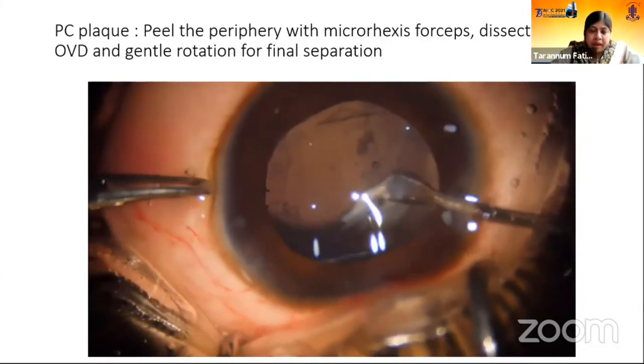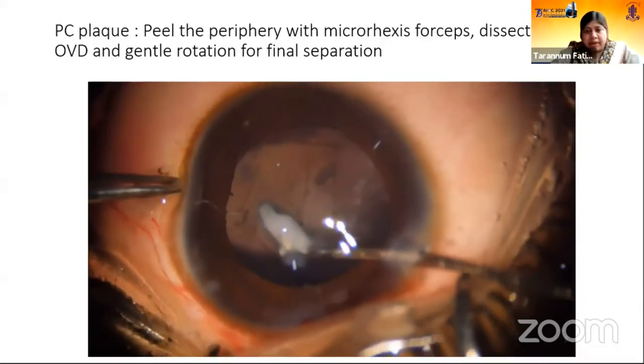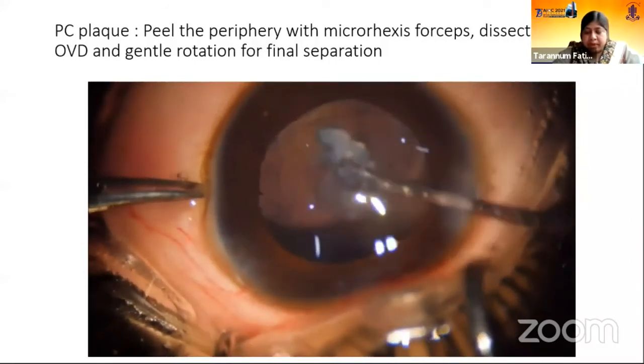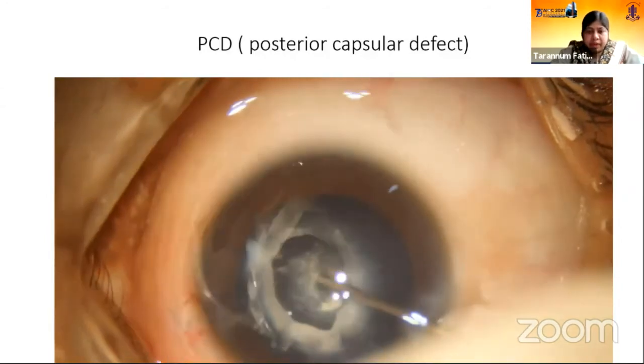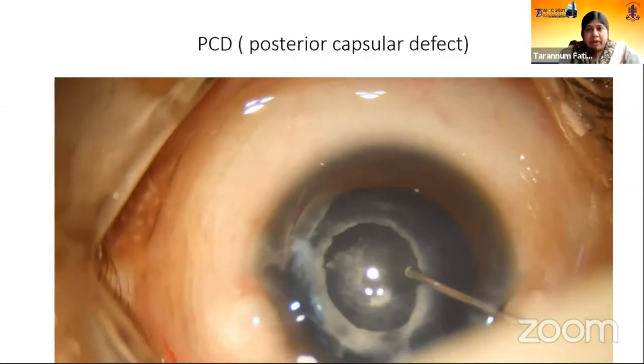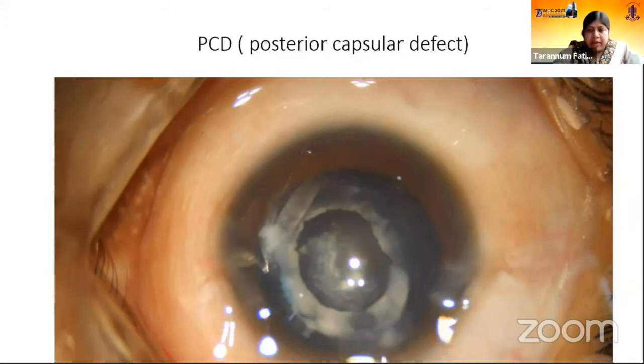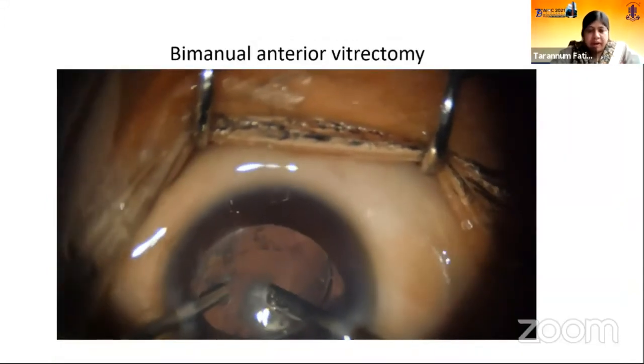This type of plaque cataract is quite frequently seen at my center. And then we have to rotate it and take it out. So sometimes this is a thing we can see. This is a posterior capsular dehiscence, grade 2. And for these cases, we have to keep a cutter backup.